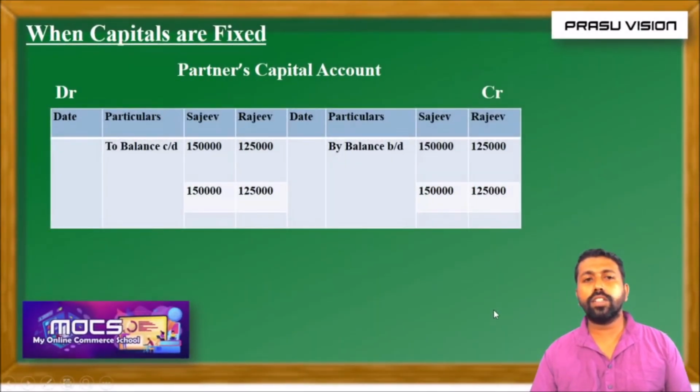Nothing else. There is no additional amount of capital. Under the fixed capital method, we are just recording only the amount of capital in the partner's capital account. By balance brought down, 1,50,000 and Rajiv 1,25,000. The amount is totaled and the difference is recorded on the debit side of the partner's capital account. I think it is very clear. Nothing is new there. We are only recording the initial amount of capital.